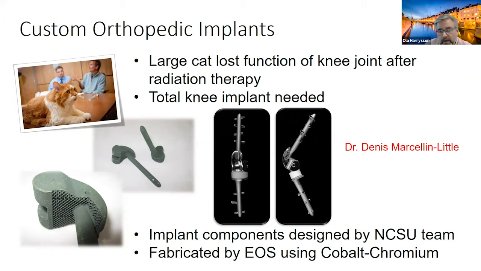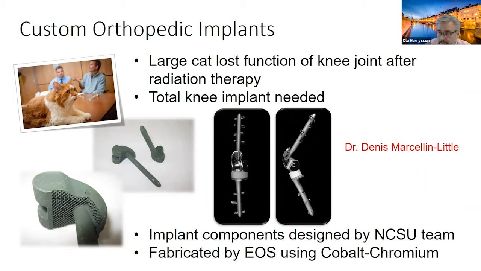In this case, we had a large cat that came in at about 28 pounds and had osteosarcoma, and it was treated with radiation therapy, and they cured the cancer, but it destroyed the bone in the knee region. So this big cat needed a total knee implant. The problem is that there are no knee implants for cats. So we put together a team here at NC State.